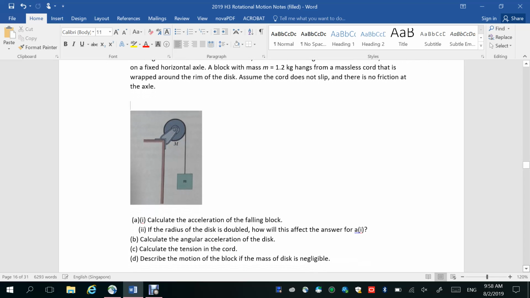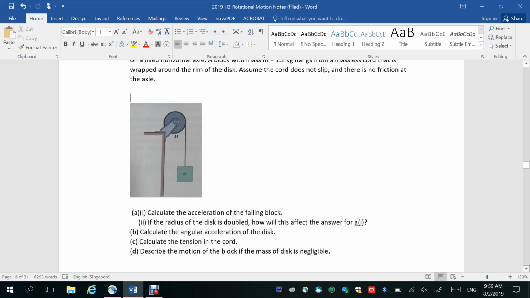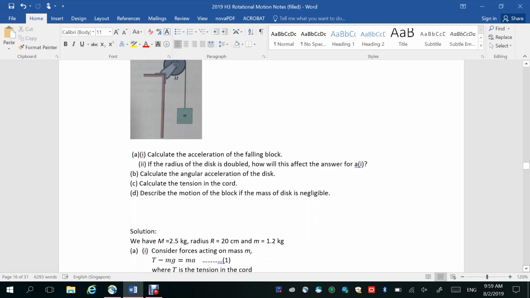In part 1, you are asked to calculate the acceleration of the falling block. In part 2, the radius of the disc is doubled. How will this affect the answer for part 1? Let's take a look at how we find the acceleration of the falling block. We have the mass of the disc 2.5 kg, radius of 20 cm, and also given the mass of the block, m, is 1.2 kg.